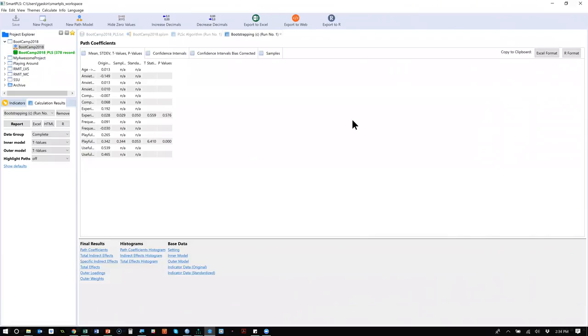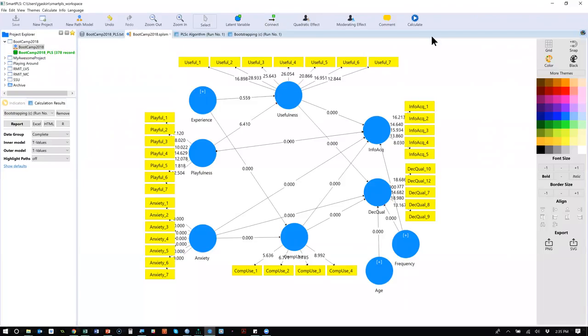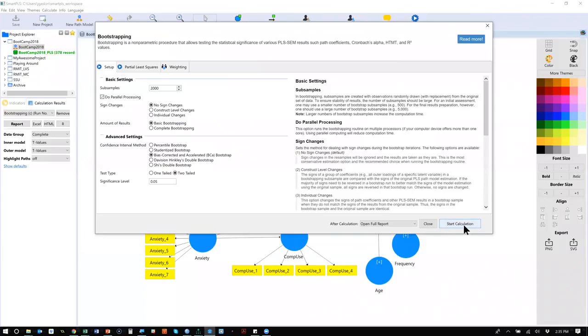So what I'm going to do instead is just drop the consistent portion and just run the regular PLS algorithm. I think I'd get the same error even with 5,000. So I'm just going to run the regular bootstrapping instead of consistent bootstrapping, 2,000 times, start.